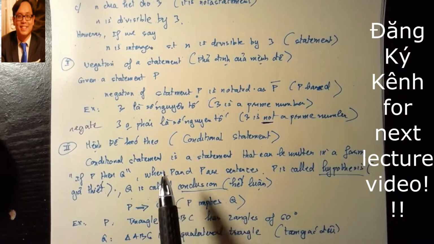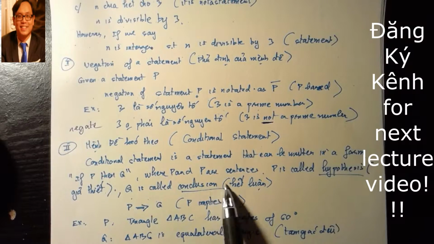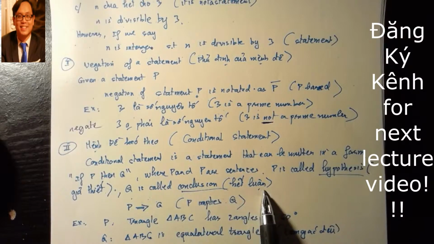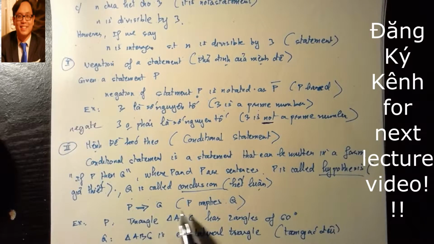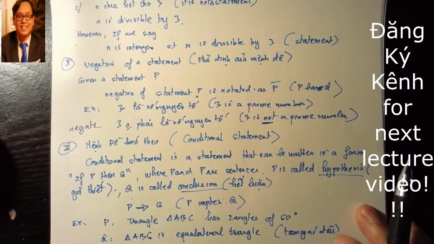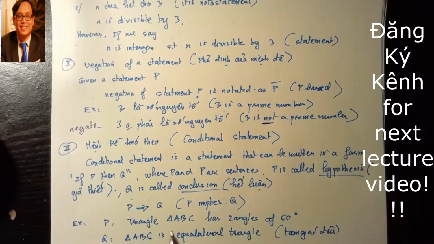Và câu thứ hai nó gọi là conclusion. Conclusion có nghĩa là kết luận. And we use this notation. We use double arrow. Okay. Cái này gọi là P imply Q, có nghĩa là P suy ra Q. Okay. And I'll give you an example. For example, if you have tam giác ABC có hai góc bằng nhau bằng 60 độ. Triangle ABC has two angles of 60 degrees.